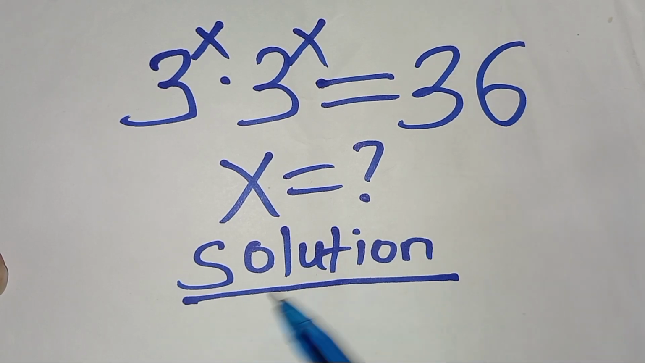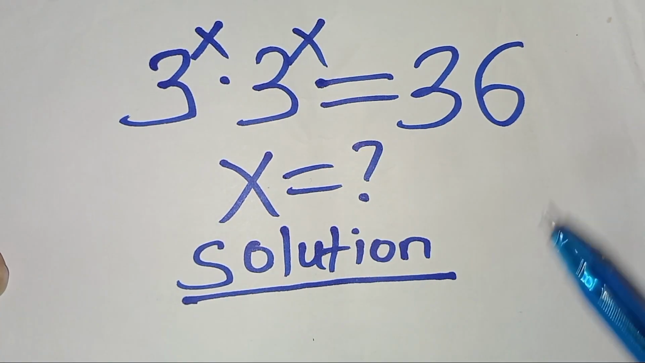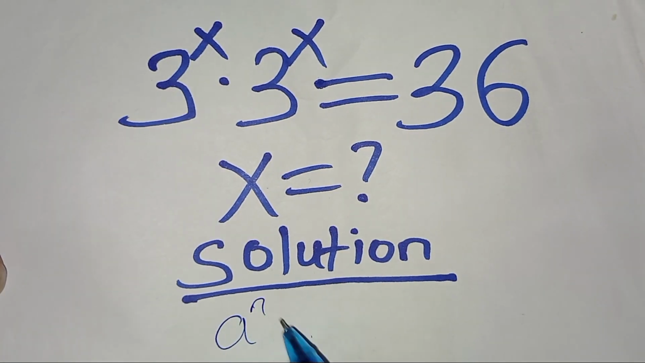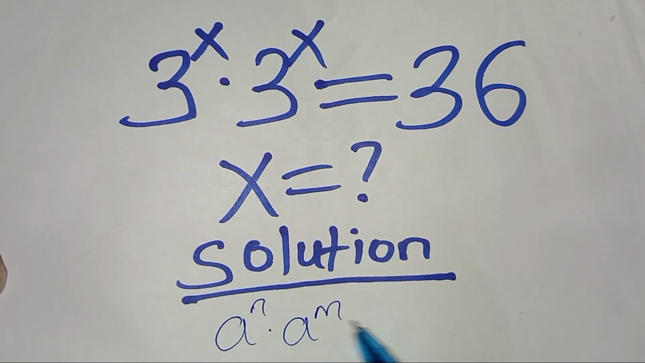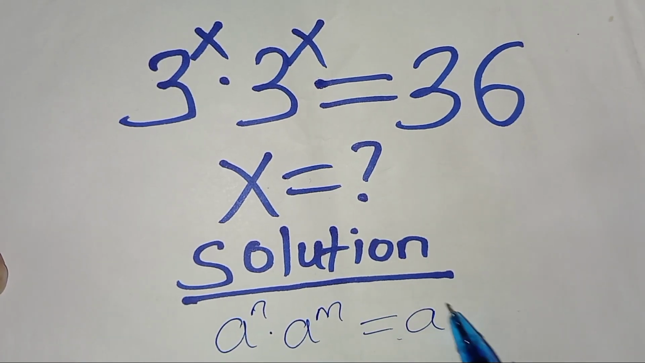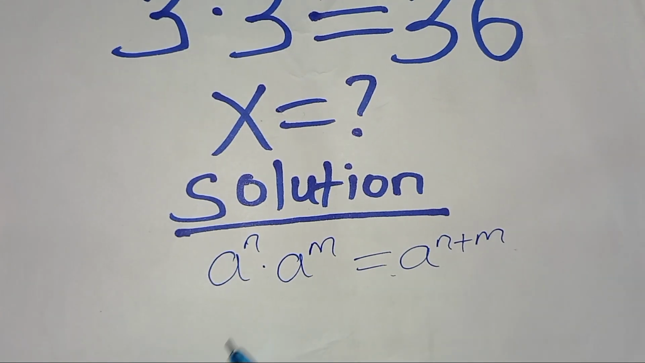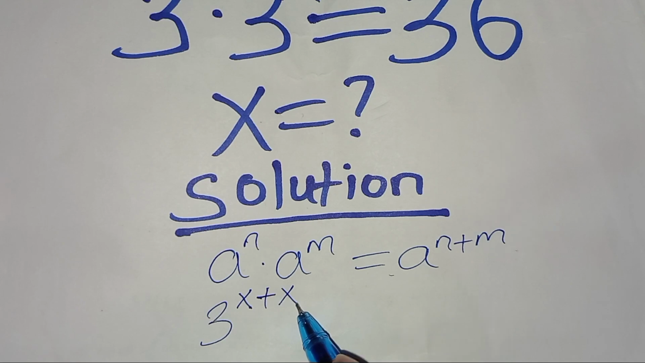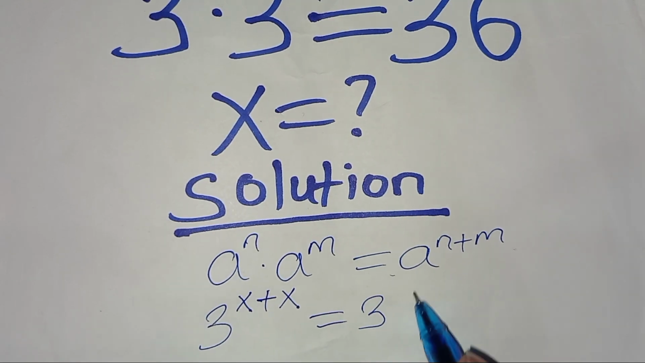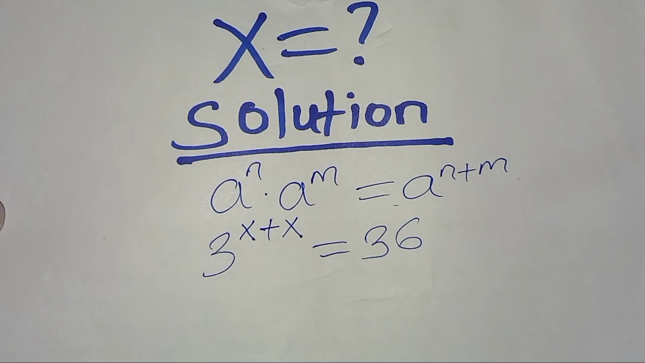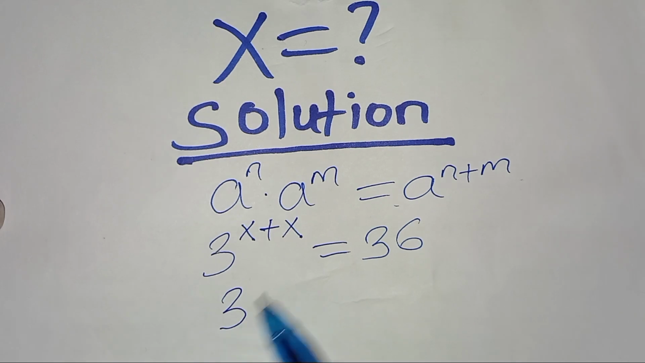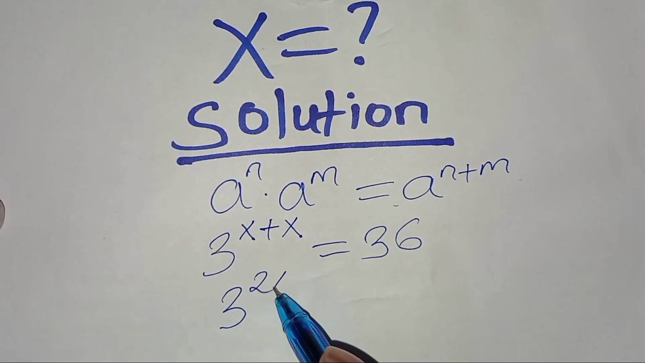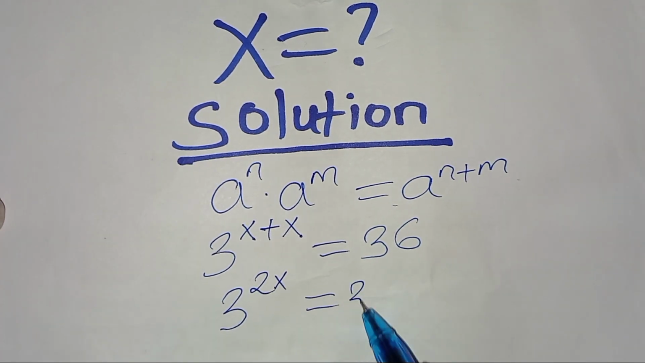Now solution here: 3 to the power x times 3 to the power x is in the form of a to the power n multiplied by a to the power m, which we can express as a to the power n plus m. Okay, now we'll have 3 to the power x plus x equal to 36. So here we'll have 3 to the power of x plus x, which is 2x, equal to 36.